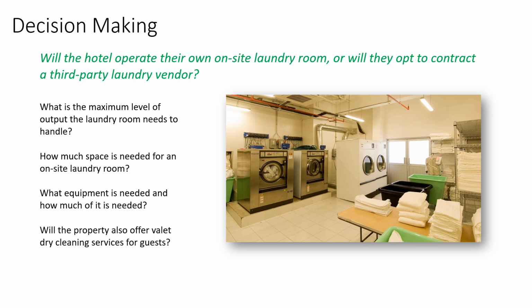We've already talked about how the success of the housekeeping department is dependent on how the planning of the department goes. The same can be said for laundry operations. When the hotel is in its design phase, a few questions will need to be answered to determine what option of laundering the hotel will provide. First, what is the maximum output the laundry room will be expected to handle? Think of this in terms of pounds. The number of pounds of laundry will be determined by the hotel's occupancy levels.